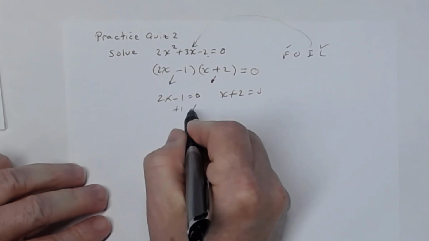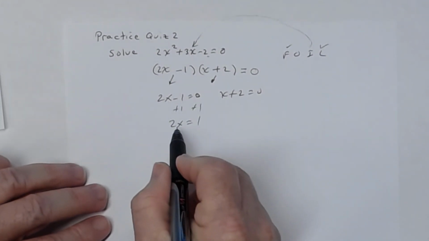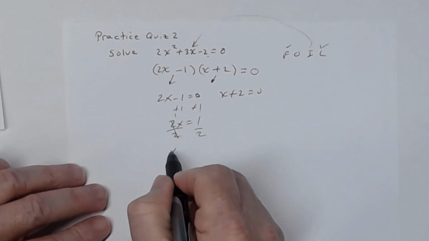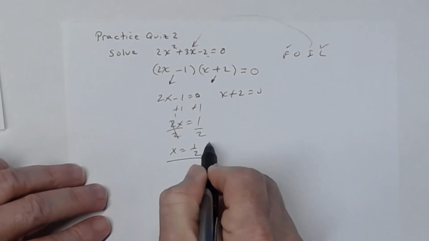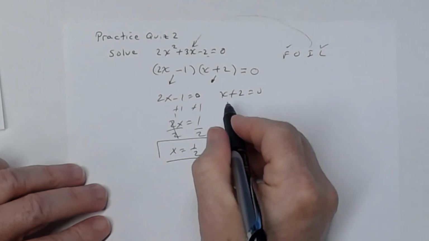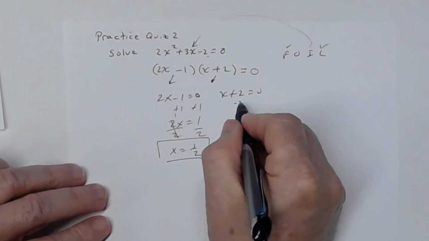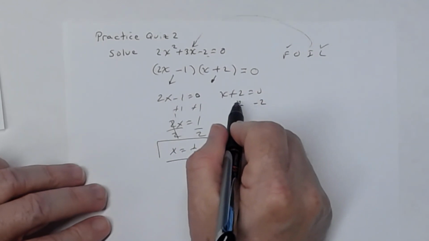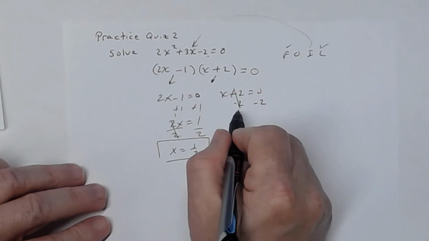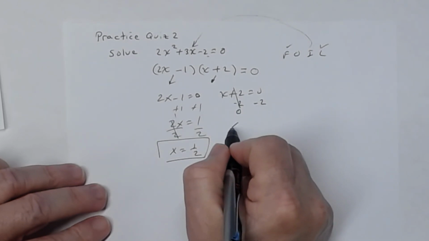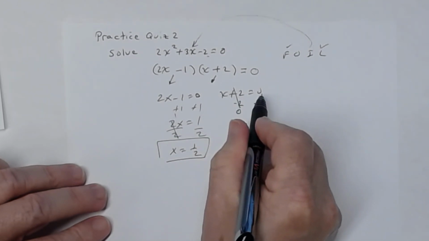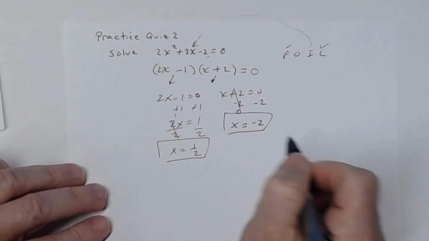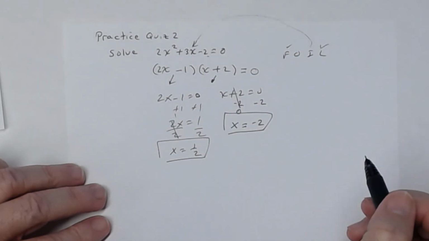When I add 1 to both sides, I get 2x equals 1. To get x by itself, I'm going to divide both sides by 2. You get x equals 1/2. So there's one of your solutions. Over here, to get x by itself, right now I'm adding 2. The opposite is to subtract 2, which you do to one side, and you do to the other. Combining like terms, x plus 0 is x, equals 0 minus 2, which is negative 2. So there's the other solution. Those are your two solutions.